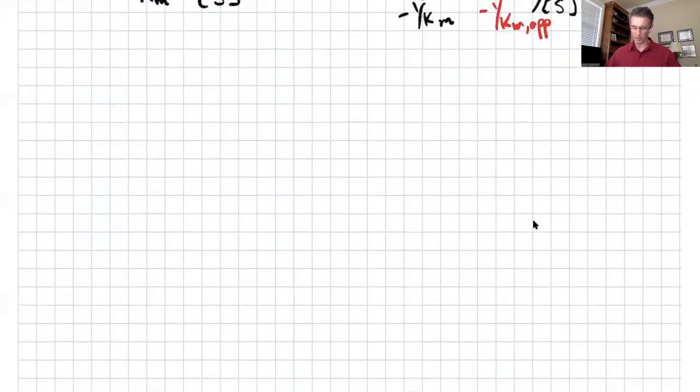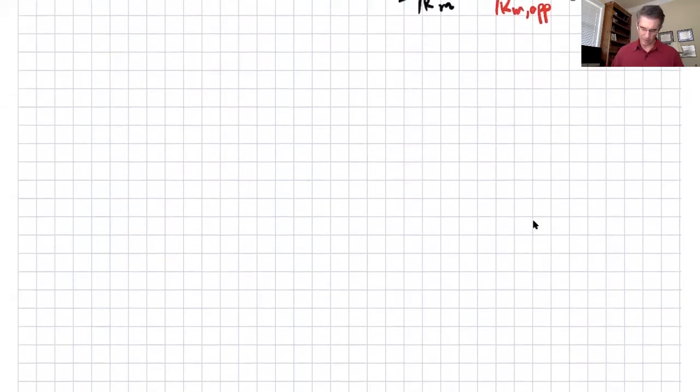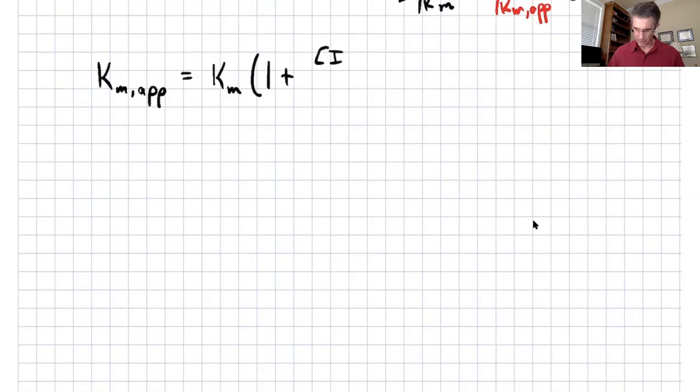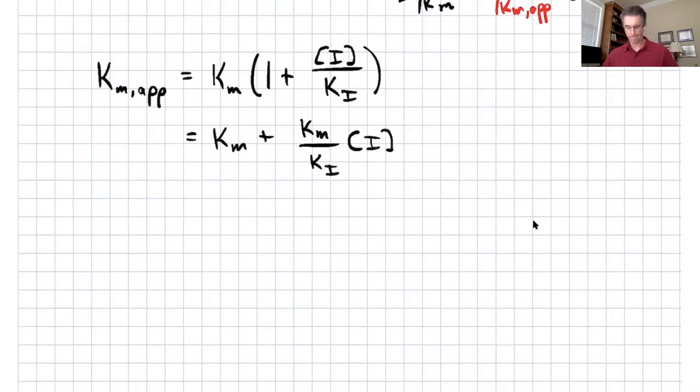So making that a little more explicit, from this, we have this Km apparent value, which we know has to be equal to the true Km times 1 plus the concentration of the inhibitor divided by Ki. Just multiply that through. That means Km plus Km over Ki times the concentration of I. y equals mx plus b.